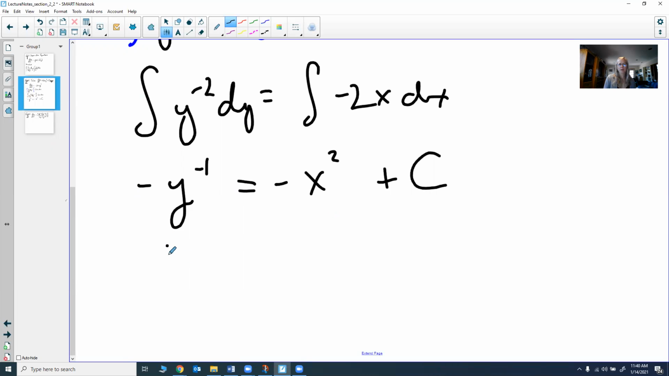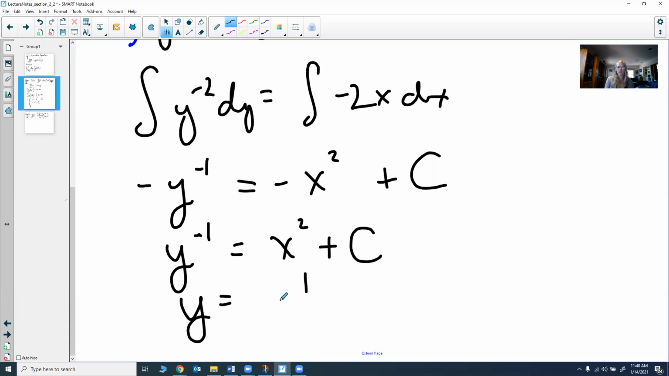So I'm going to multiply through by negative 1. So y to the negative 1 is equal to x squared plus c. I could write minus c, but c is just an arbitrary constant, and I can absorb that negative sign into the c, so I can just keep it as plus c. Makes my life a little bit easier. Now to get y, this is basically 1 over y, so we'll flip it. So we get y equals 1 over x squared plus c.